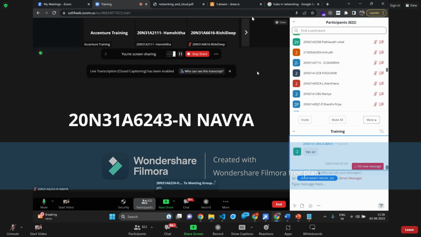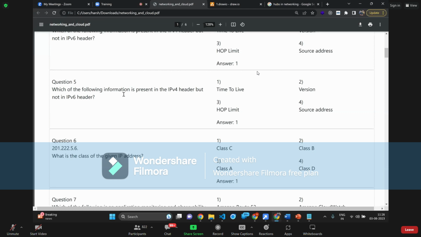Yeah. Now, coming back to the question, which of the following information is present in an IPv4 header but not in an IPv6 header? Time to live is present in v4, but it is not present in v6 because it is not called time to live in v6. It is called hop limit in v6. Instead, it is called hop limit.